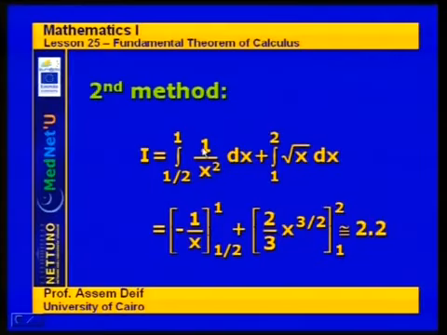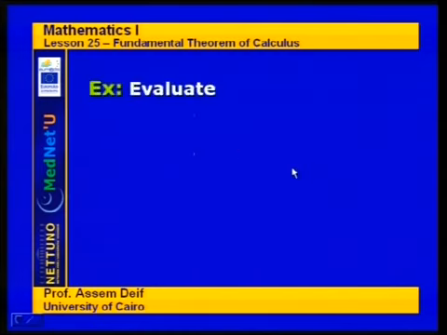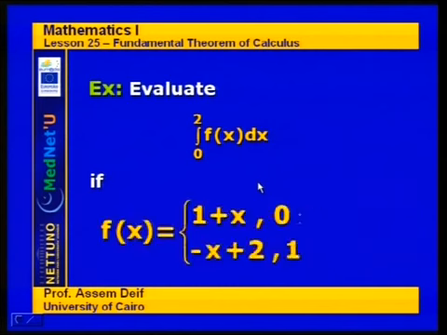Second method, of course, as I said, you may decompose the integral into two parts, and you reach the same result. Again, evaluate the integral from 0 to 2. Here you have a rule, but there is a problem here. This function is not continuous. So because it's not continuous, then you may not be able to calculate an antiderivative.